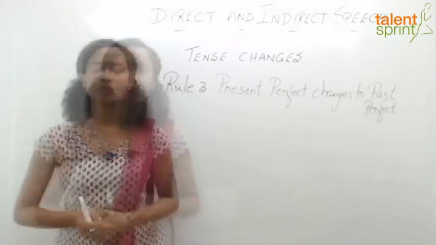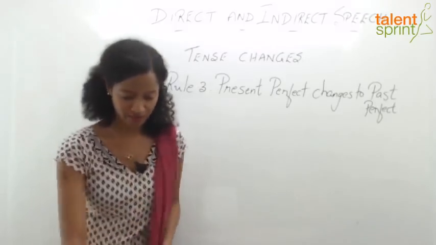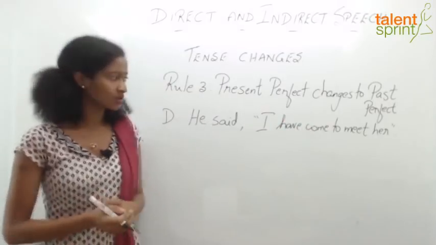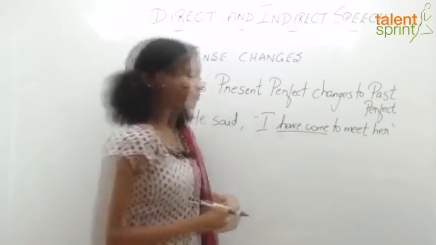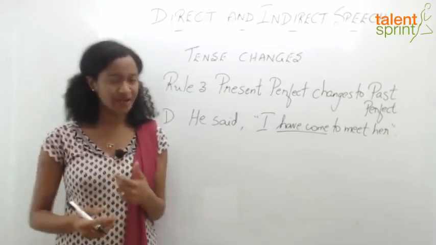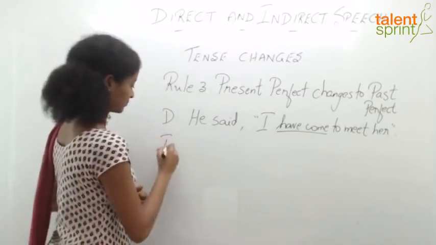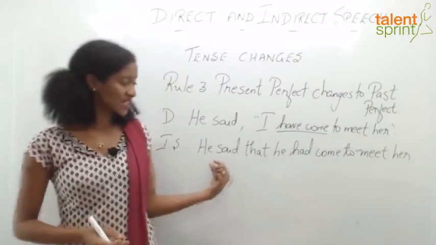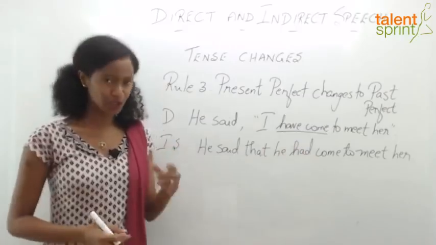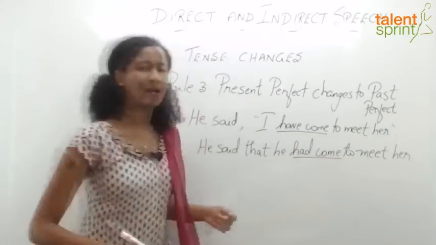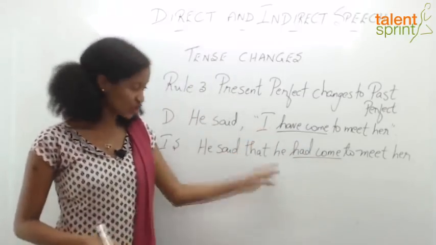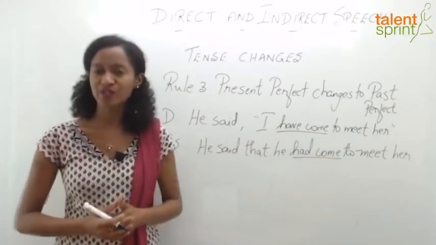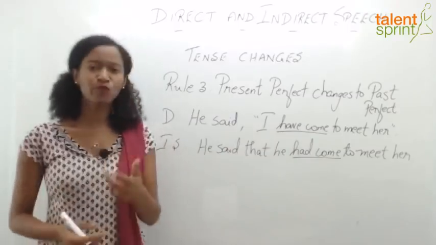Rule 3 is present perfect to past perfect. So the direct speech is, he said, I have come to meet her. So "have come" is the present perfect. Let's change this to the indirect speech. So the indirect speech is, he said that he had come to meet her. Past perfect tense, again I pronoun changed to he, included the conjunction that, and there's no other expressions denoting nearness in time. Let's move to our next rule.